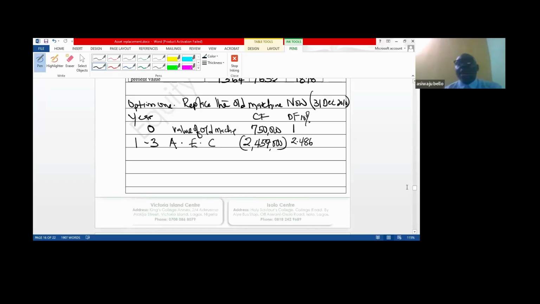If the old asset is replaced now, we are going to sell the asset in year 0 to realize 750. Then we are going to introduce new assets. The new assets' annual equivalent cost is 2,457,000, and that will be for 3 years, because after 3 years, we are going to replace the new asset again. We now look for their present value. 750 multiplied by 1 gives 750,000. 2.486 multiplied by 2,457,000.